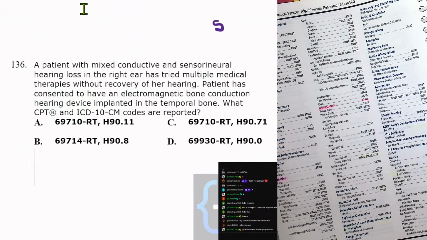How would you guys do this question? Three of your available answers have the same first 3 digits. Only one has a different first 3 digits. Would it be prudent to go to the alphabetical index and look? Two of your answers do start off with the same code. The only difference is your diagnosis code.